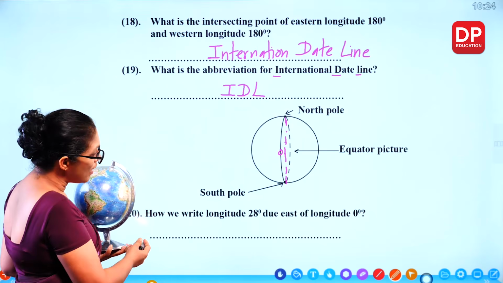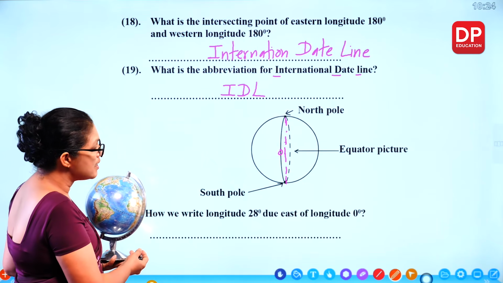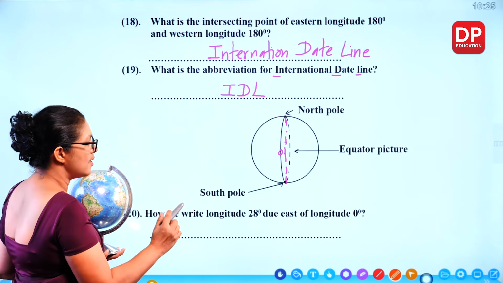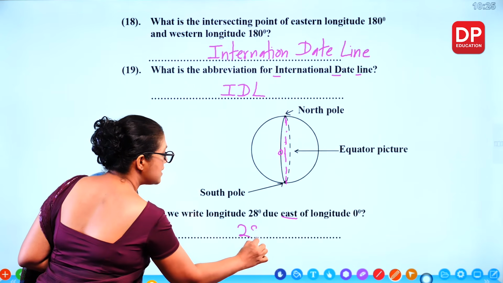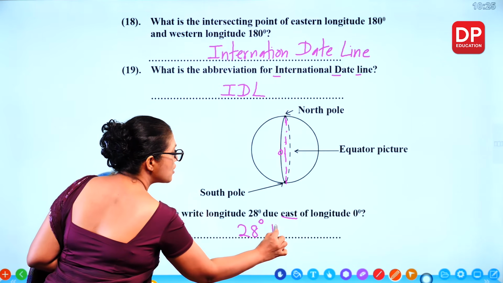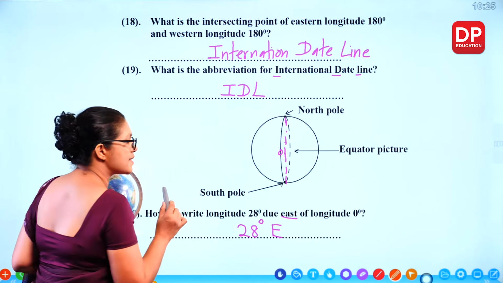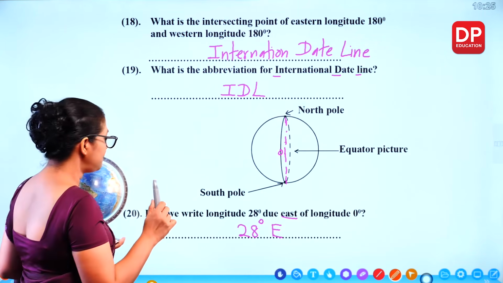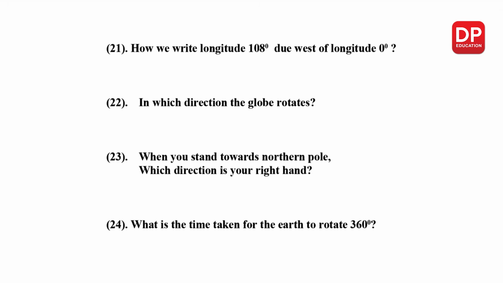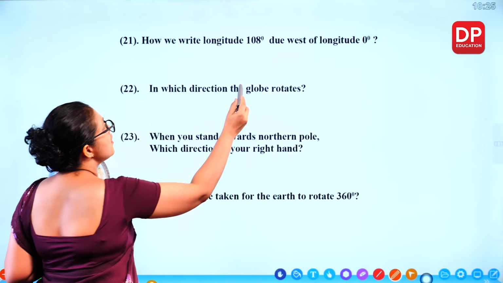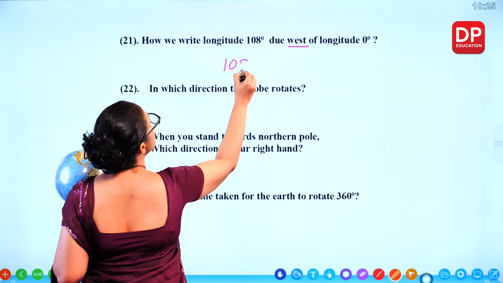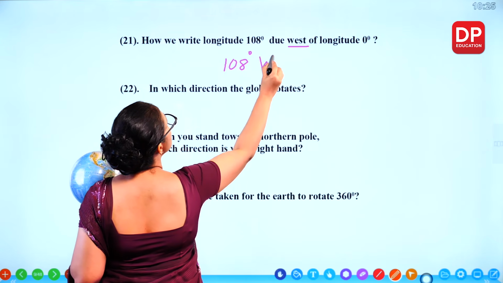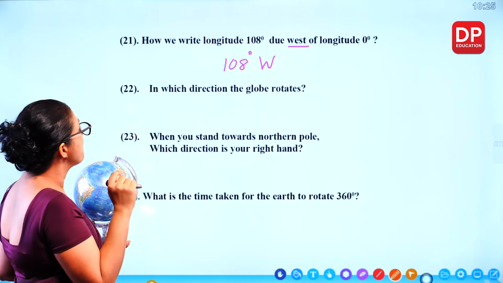How do we write longitudes, 28 degrees due east? So here with the direction we can write 28 degrees and we put a capital E to represent east. How do we write longitude 108 due west? For the west side we can use W. So 108 degrees W, capital W there.